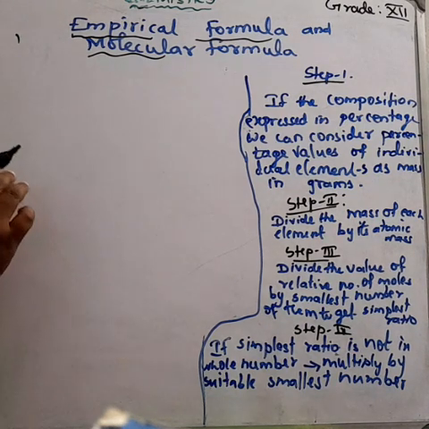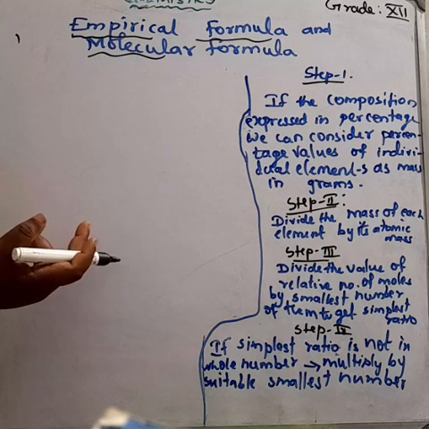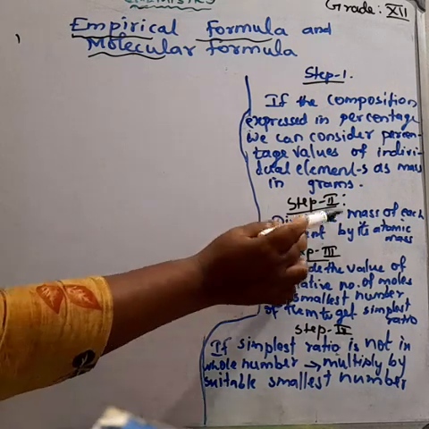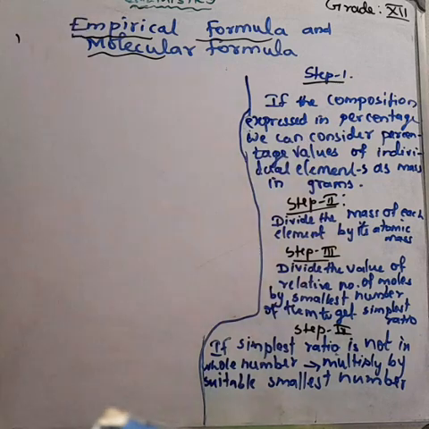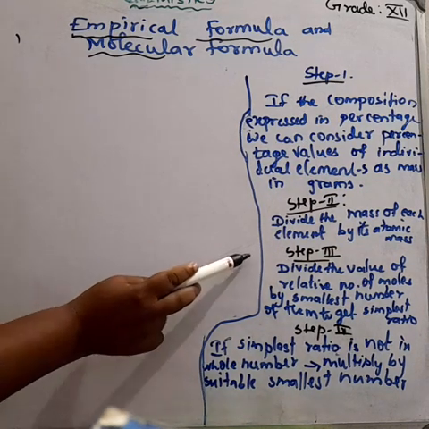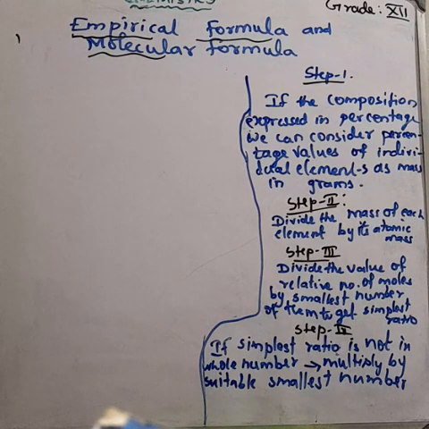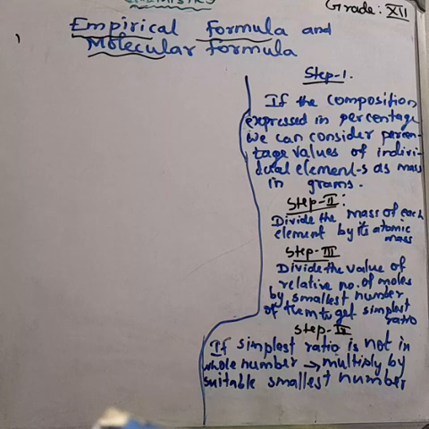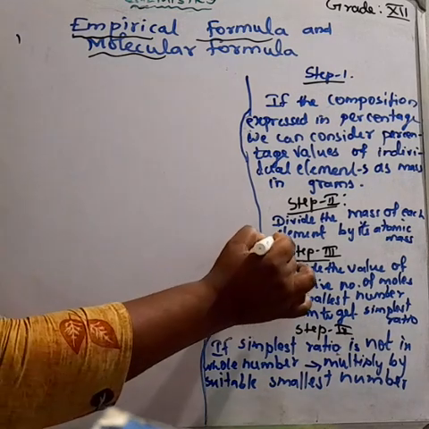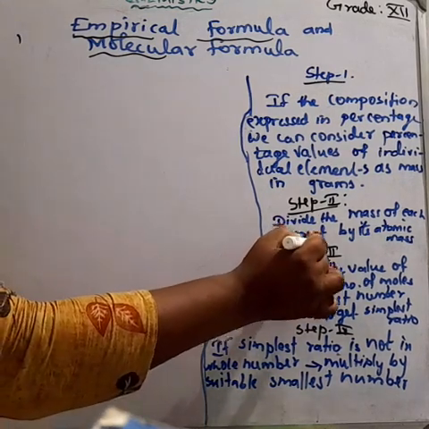Step 2. What is step 2? Divide the mass of each element by its atomic mass. The mass is given. Divide the mass of each element by its atomic mass. This gives the relative number of moles of various elements of the compound.